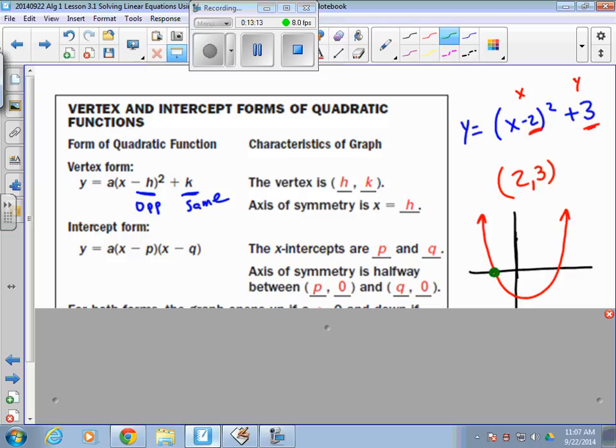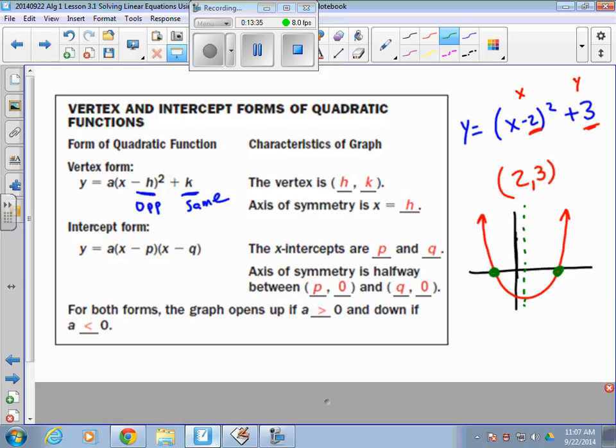this is one of your x-intercepts. That's where it crosses through. This is your other x-intercept. That's where it crosses through. They are p and q, respectively. The axis of symmetry is halfway between those two. The axis of symmetry would fall halfway between them. And then for both forms, the graph opens up if a is greater than 0 or positive, and down if a is less than 0 or negative.